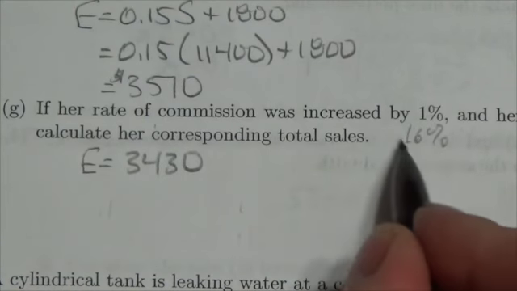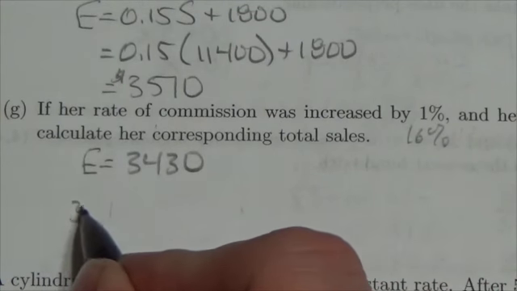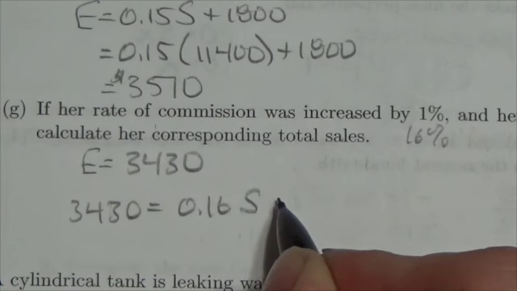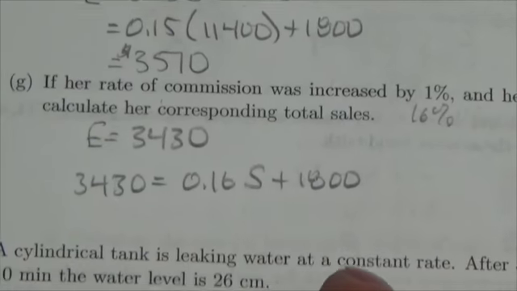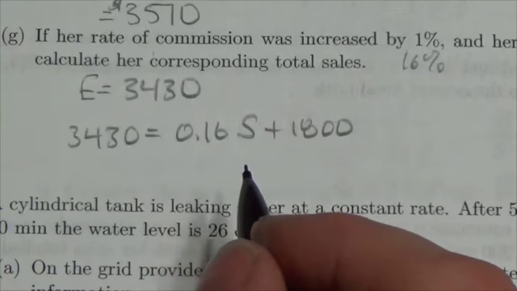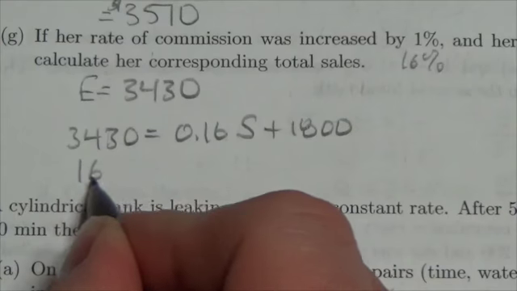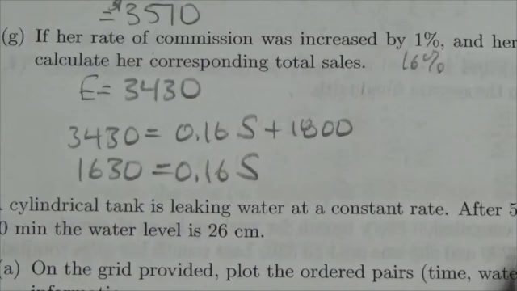And then we know that her commission is going to be 16%. Nothing has been stated about base salary, so we're going to assume the base salary stays the same here. So we get 3,430 equals 0.16 of her sales plus 1,800. There are two terms here, but one of them doesn't have the variable in it, so let's move that over. We get 3,430 minus 1,800, so 1,630 is equal to 0.16 times your total sales.